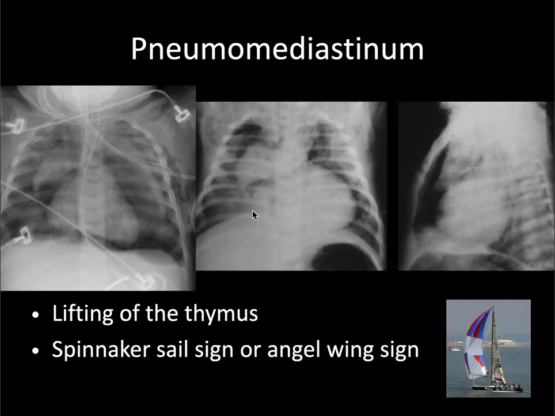Examples of pneumomediastinum. This is where the air is tracking into the mediastinum. You may see a lifting of the thymus, or a spinnaker sail sign, or angel wing sign, this is known as. So lifting of the thymus, that's abnormal. And you can see on the left here too, this angel wing sign.